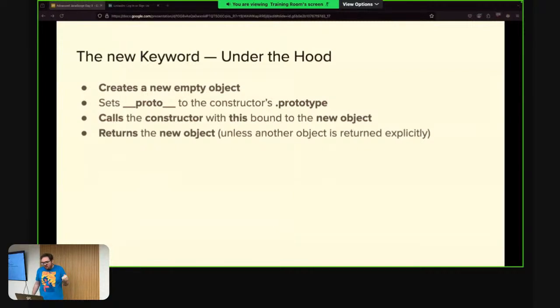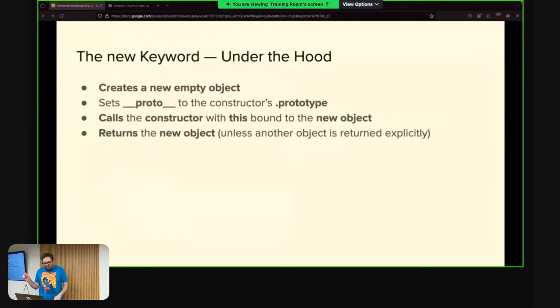I have here written it's 4 simple steps that build a new object, wire up the prototype chain, and hand control back to you. So here on the left, it creates a new empty object. It sets the __proto__ to the constructor's .prototype. It calls the constructor with this bound to the new object. I'm using the this keyword there. And then it returns the new object unless another object is returned explicitly.